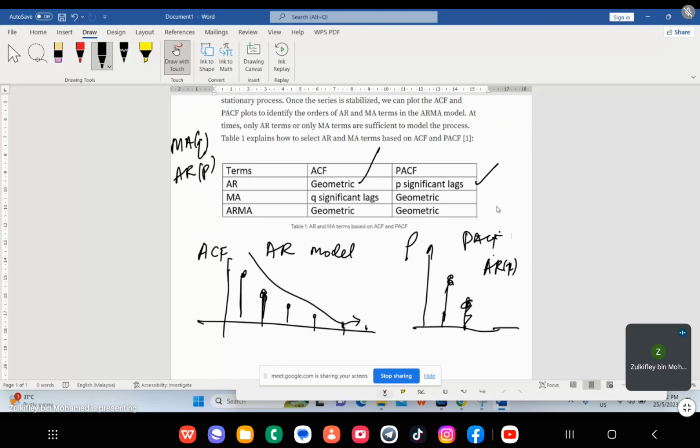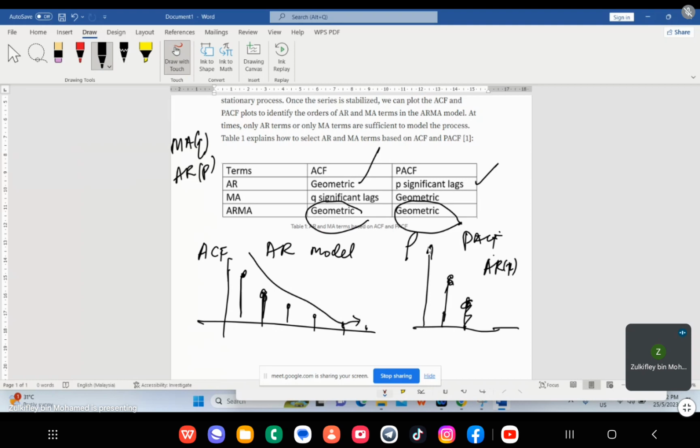Geometrically decreasing. Dan akhir sekali ARMA model yang belum saya ajar, dua-dua kena geometrik. Barulah kita gunakan AR ataupun ARMA model. ARMA model is a combination of autoregression and moving average. That is ARMA. Satu lagi lah SARIMA ataupun ARIMA. ARIMA banyak lagi model-model gitu. So ARMA model is a combination of AR dengan MA.